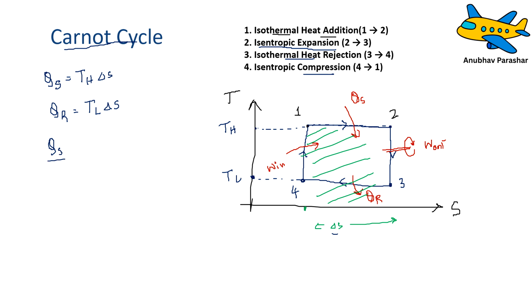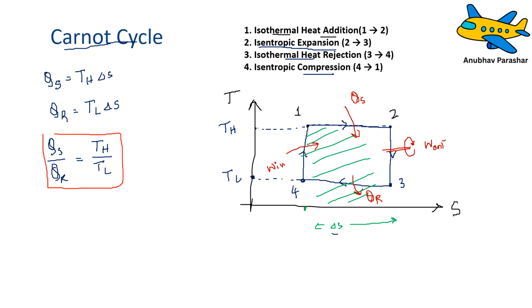If you simply divide heat supplied by heat rejected, you will notice that delta S is common for both. So it is simply the ratio of the higher temperature and the lower temperature. This is how Carnot cycle helps us.